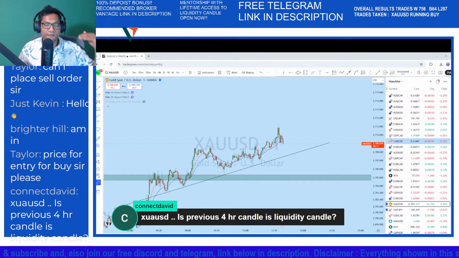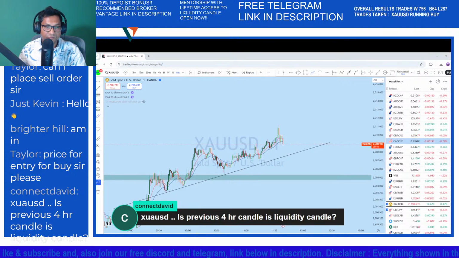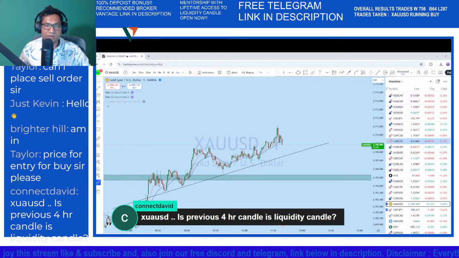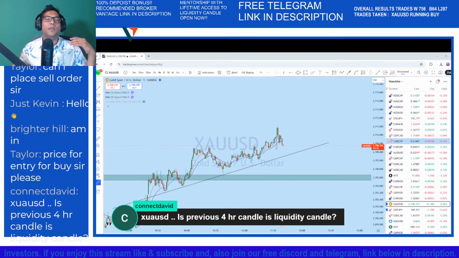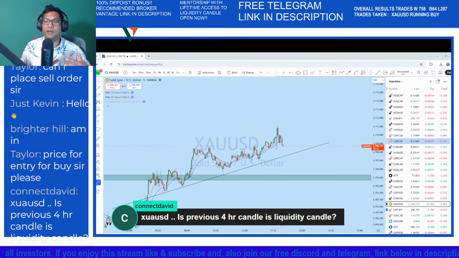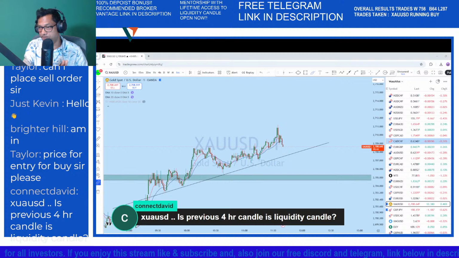Because when you see a structure formation, from that structure formation you'll see that the market had a breakup structure. So when you see the market had a breakup structure, that's where we will be looking for the potential entry in the market. So why? Because this is where the candle formation.